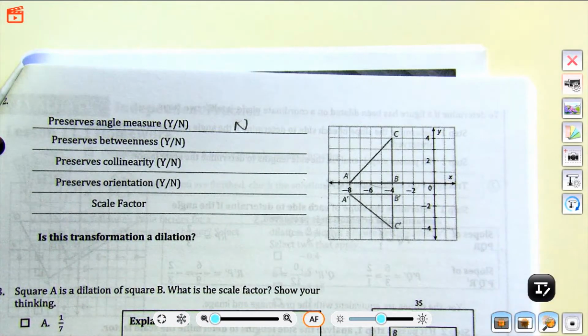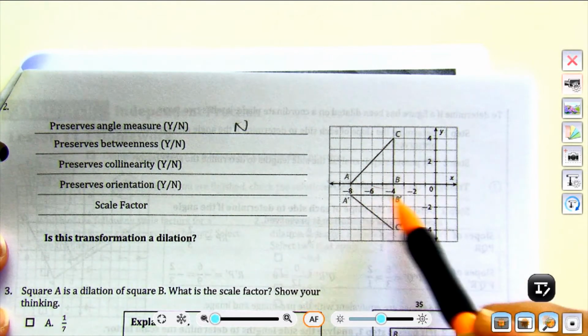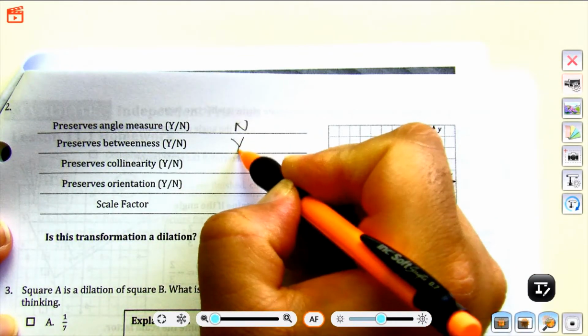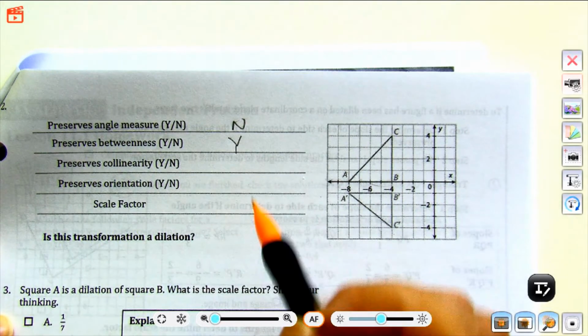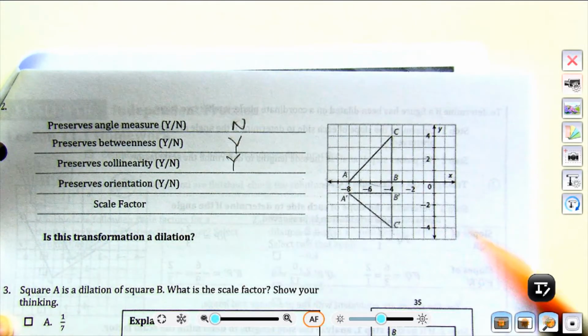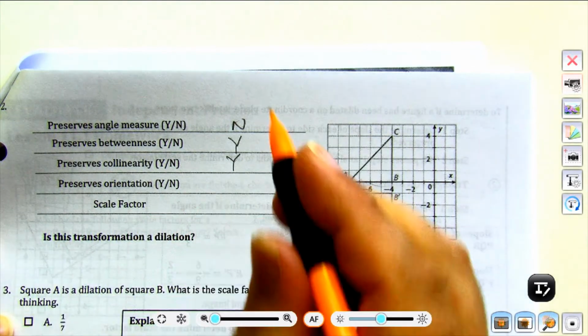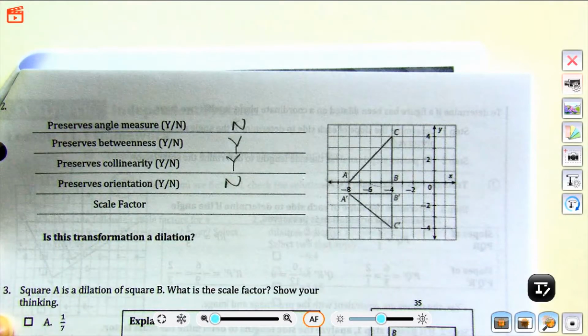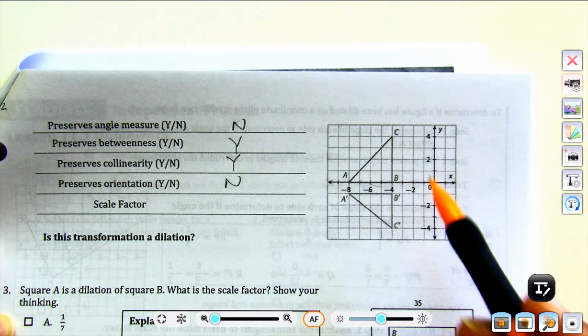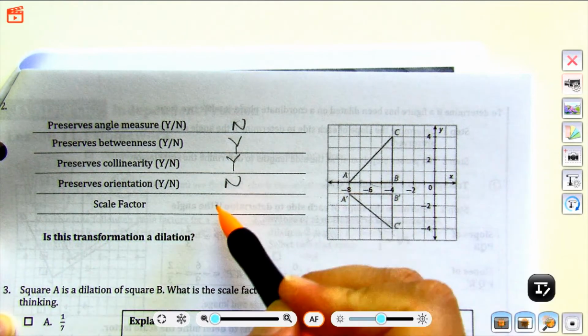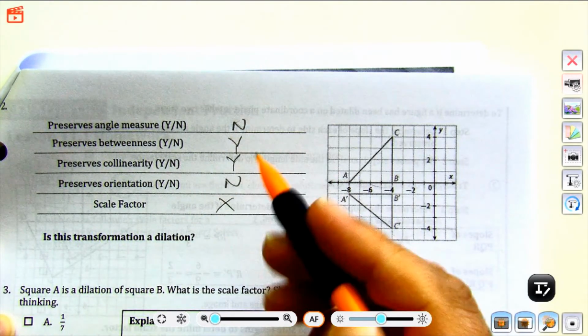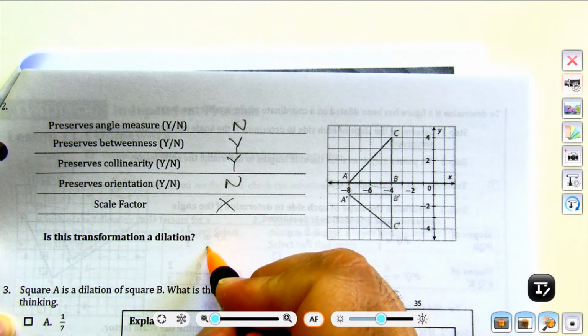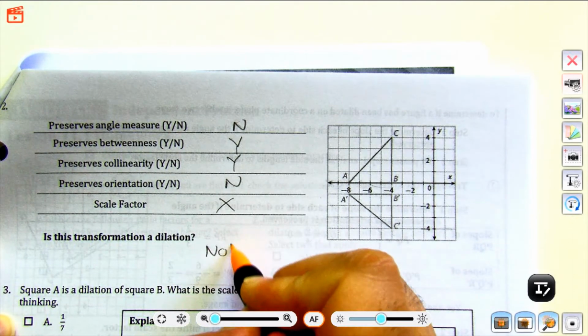Do they have the same betweenness? They do, because it has ABC, ABC. Do they preserve collinearity? Yes, they do, because they're all in a straight line. Is the orientation preserved? It is not. What is the scale factor? So we're actually not going to worry about the scale factor because of these two no's. We know this transformation is not a dilation.